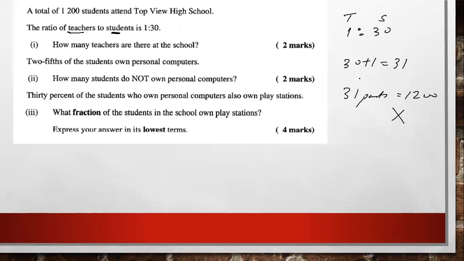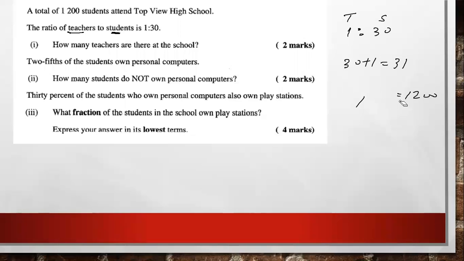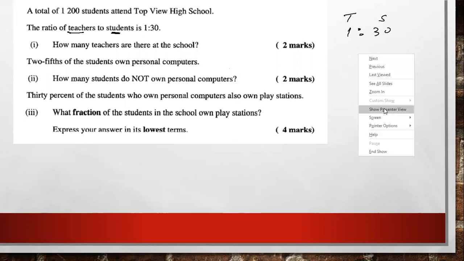Because the 1,200 is not for both teachers and what? Students. The 1,200 is only for what? Students. So what we are going to do here is this. Since the 1,200 belongs to only students, we are going to do similar to what we did before.